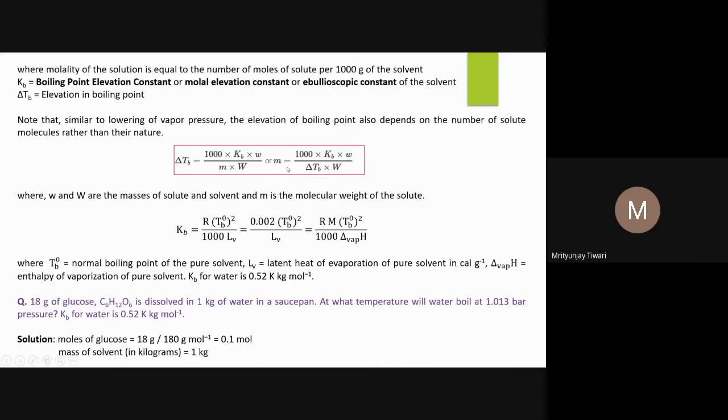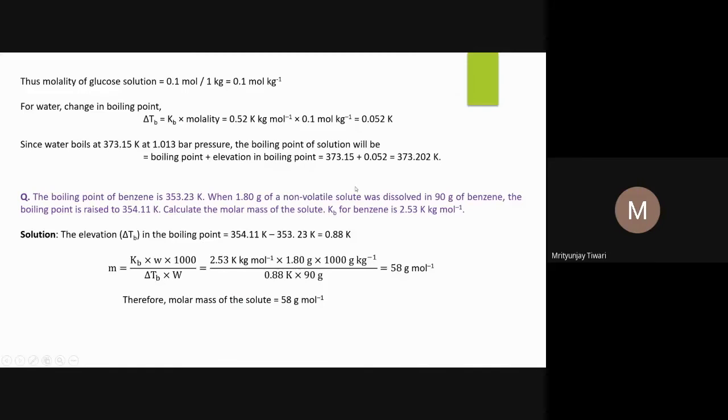M, the molar mass of the solute, is equal to 1000 into Kb into small w, the mass of the solute, divided by delta TB into capital W, the mass of the solvent. So now we can put the values into this formula that is already written here. We can put different values that are already given.